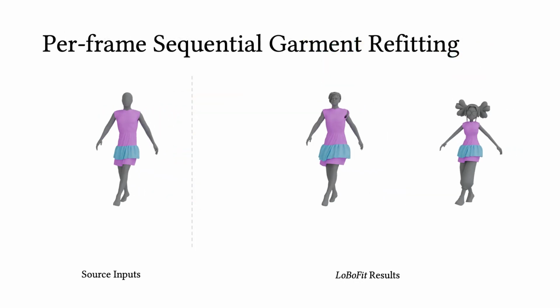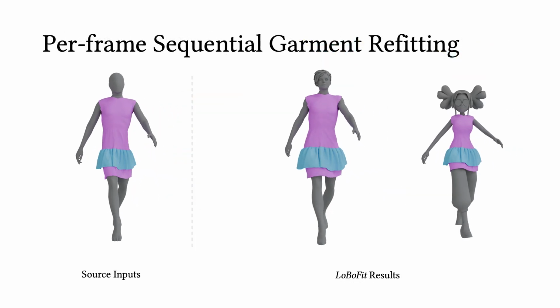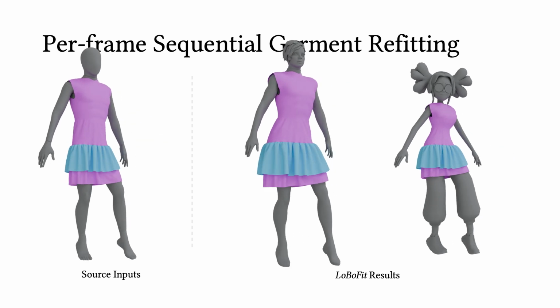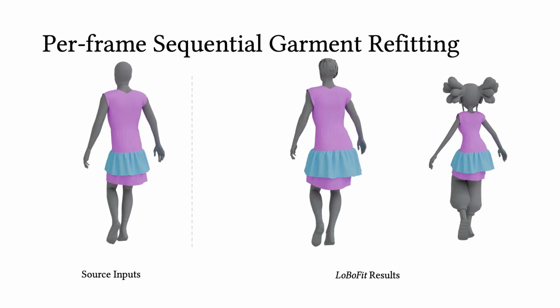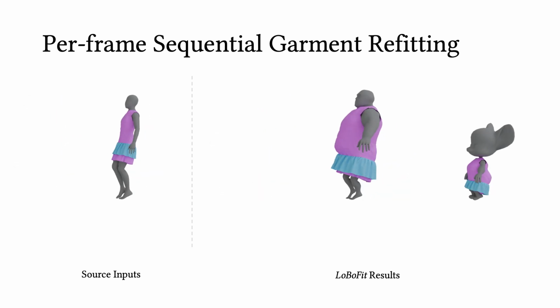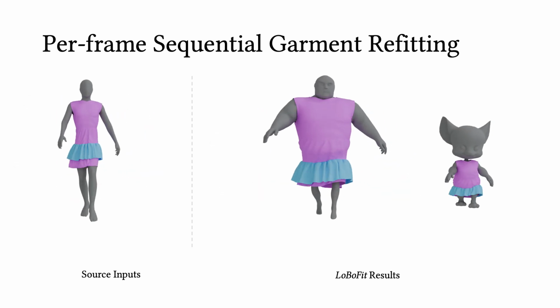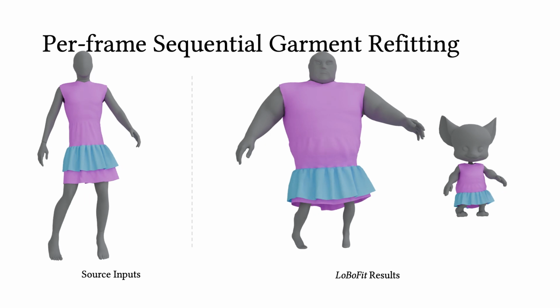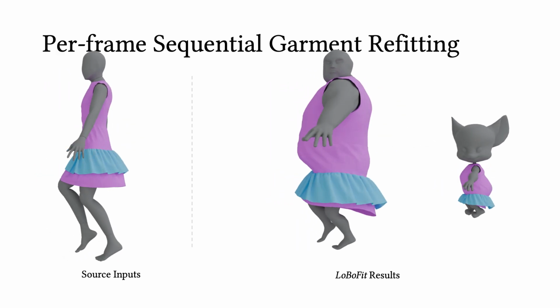Since LoBoFit is not restricted to a canonical pose, LoBoFit also supports dynamic refitting by processing simulated sequences frame by frame. Large body shape differences may cause temporal flickering. We leave physics-aware refinement for future work.